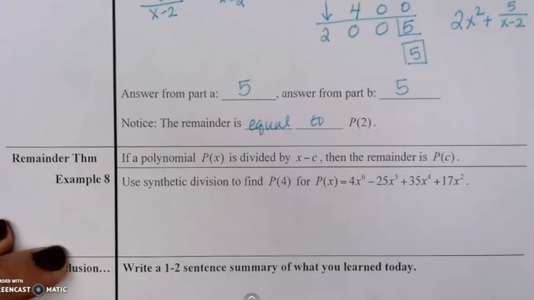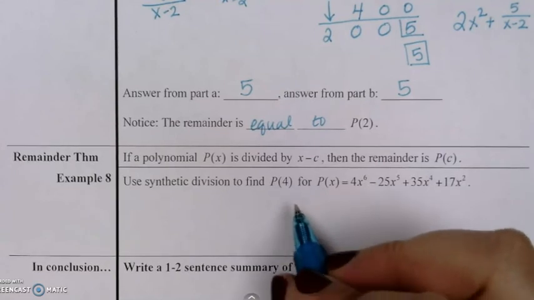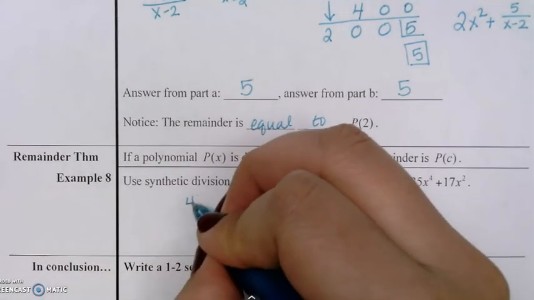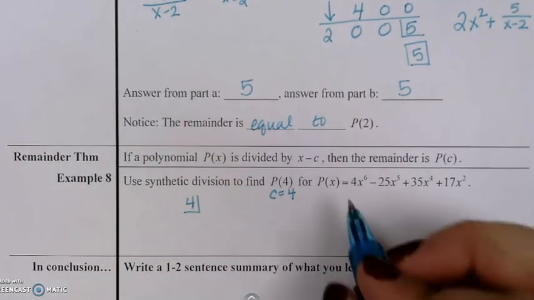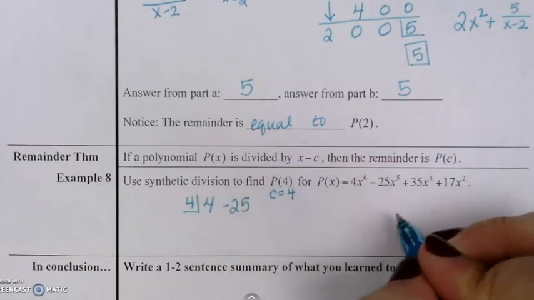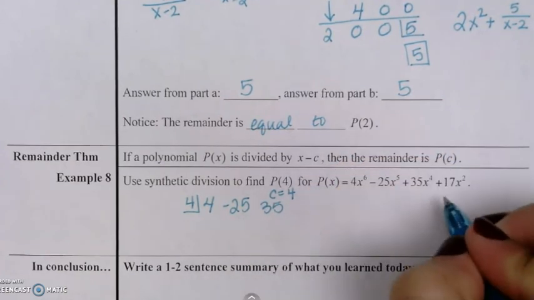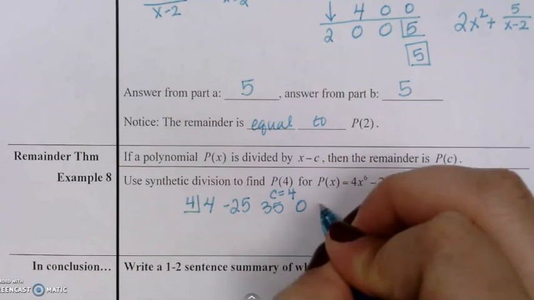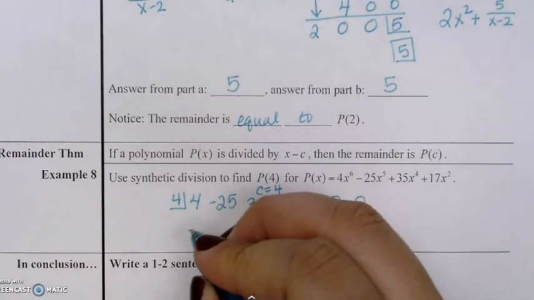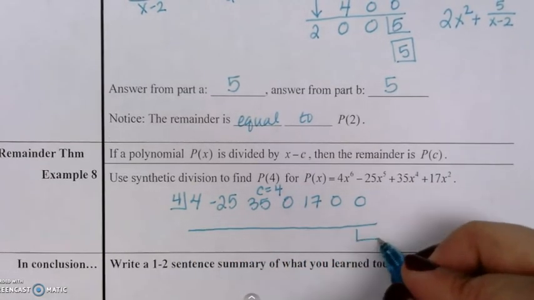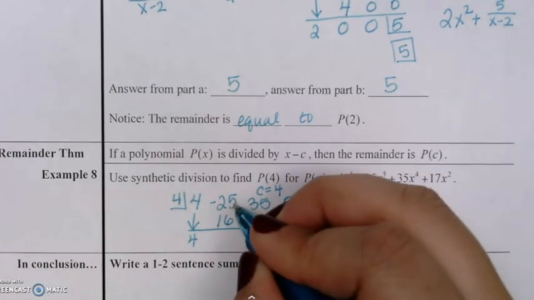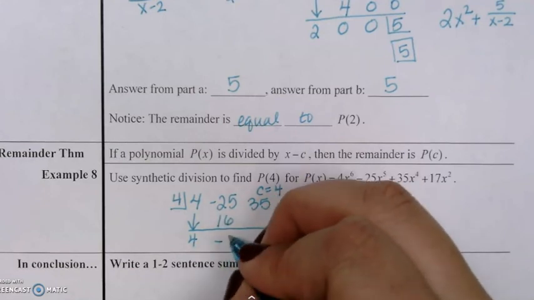For example 8, we're going to demonstrate this again using synthetic division. So we want p of 4, that means our c value is 4, and that means we're dividing by a value of 4. We put our coefficients, x to the 6th, x to the 5th, x to the 4th. We're missing x cubed, so it's 0. X squared, x to the 1st, and don't forget the 0 for your constant term. Using synthetic division, we bring down the 4. 4 times 4 is 16. Negative 25 plus 16 is negative 9.